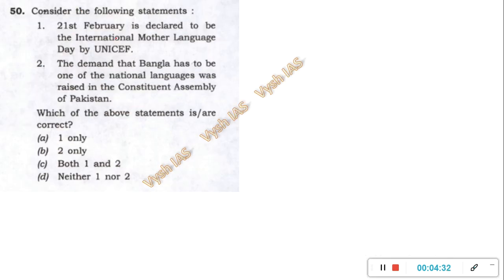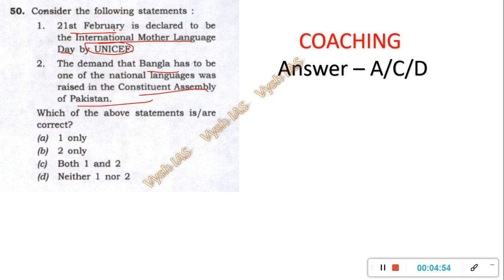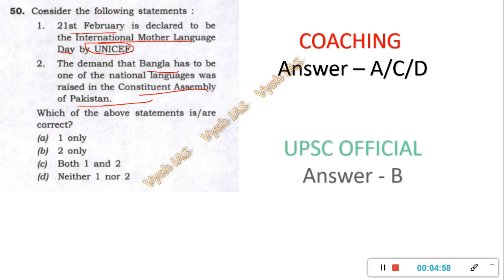Now this one, the International Mother Language Day, these kind of things UPSC usually doesn't ask, like specific dates and all, but here actually the date was not the problem. Here UNICEF is wrong, it should have been UNESCO, because all the cultural things are by UNESCO. And then whether the demand for Bangla was raised in the Pakistan assembly, this was very doubtful for many people. So different answer keys came, like A, C, D, both are wrong, both are right, everything came.